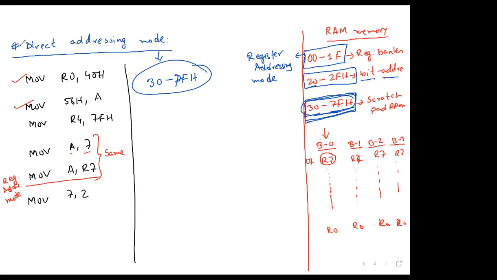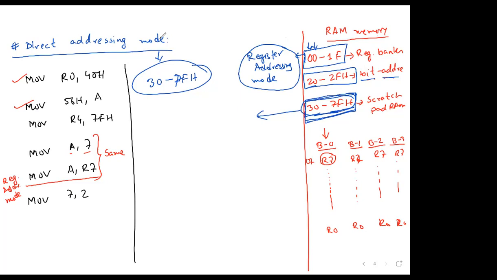So we are only left with direct addressing mode. That's why when we are in this location, we use direct addressing mode. But when we are in the register banks, that is in these locations, it is up to you what to use. You can use either register addressing mode or direct addressing mode, totally up to you. But it is always suggested that when you are in the register banks, use register addressing mode, and when you are in the scratchpad RAM, use direct addressing mode. Is it clear up to this?